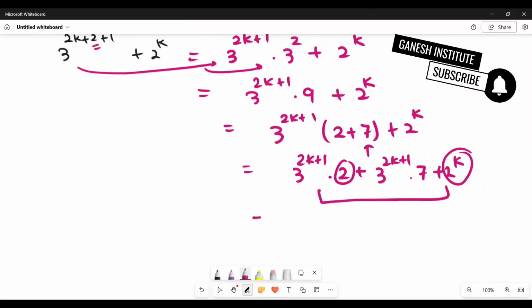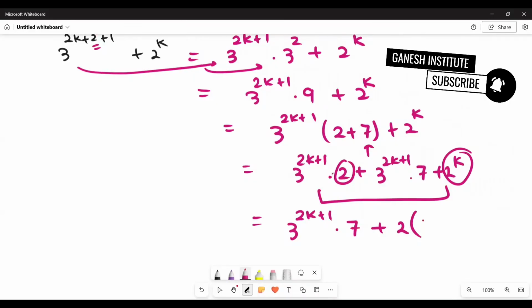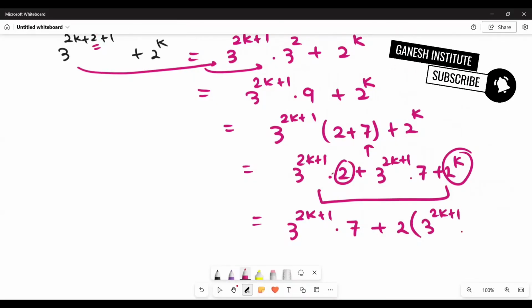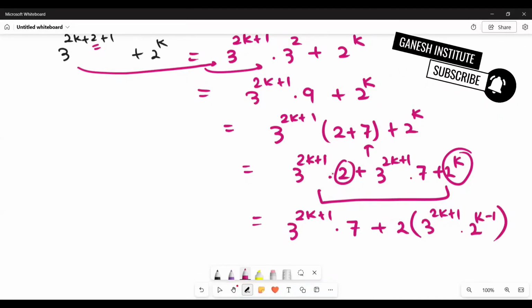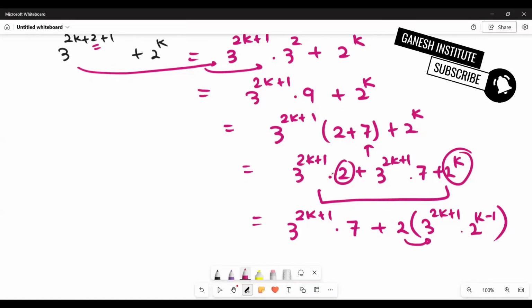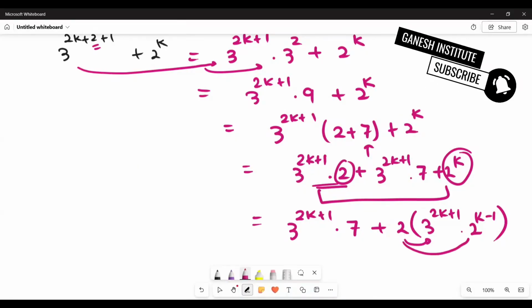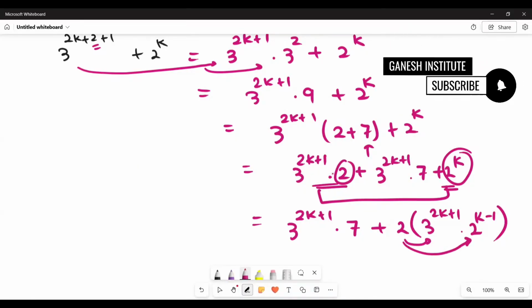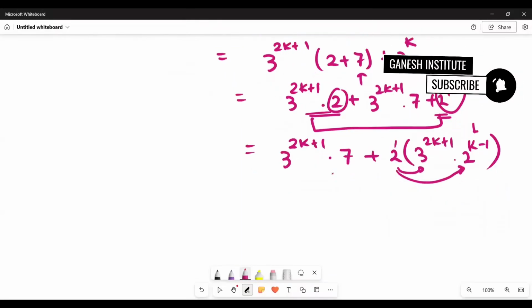Let's try that. 3 raised to power 2k plus 1 into 7. Here I'm taking 2 common, so what is left? 3 raised to power 2k plus 1 into 2 raised to power k minus 1, right? Because if you distribute this, this is it, and if you distribute this one, you will get this. Base same, power added: 2 raised to power 1 plus k minus 1 will be 2 raised to power k only.